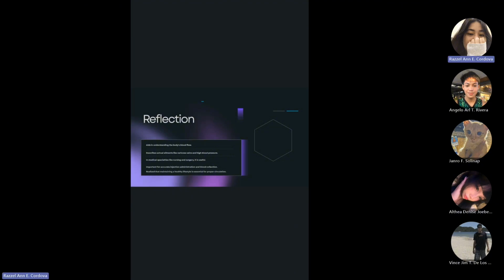Seeing arteries and veins under a microscope helps us understand how structure supports function and how crucial it is to maintain the health of our blood vessels, which leads us to appreciate the beauty of the circulatory system.